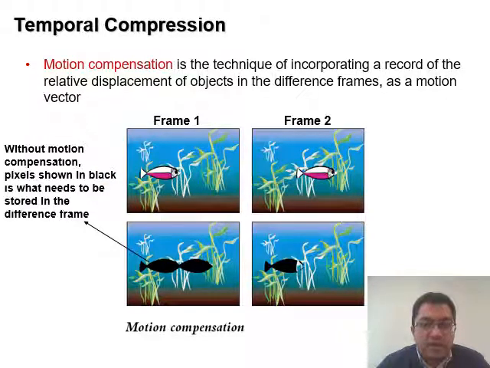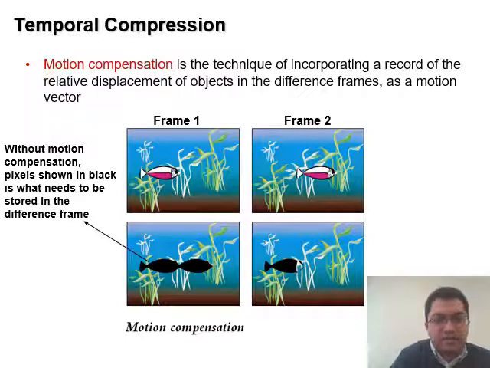Okay, so what motion compensation is that if this is the fish in frame 1, and if we know that between frame 1 and frame 2 the fish has moved from this point to this point, then what we can do is the following. We can actually store the motion vector. Like we can say that if the center of the fish was at this point, the center of the fish moved to this point here in frame number 2.